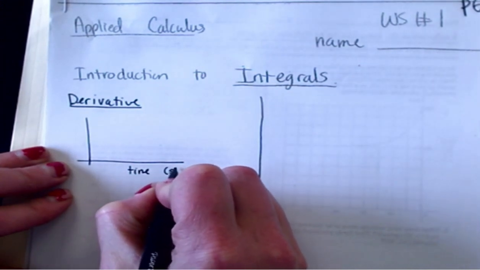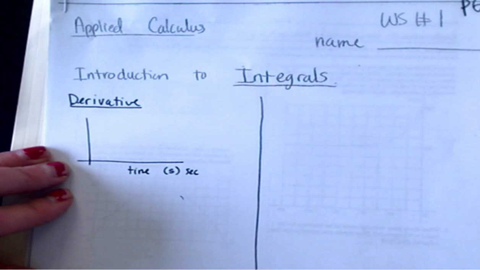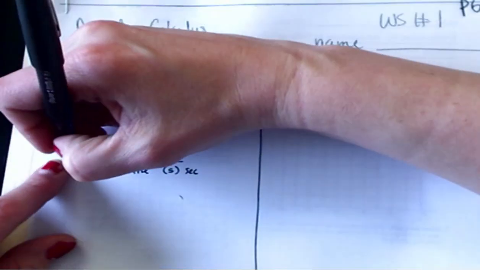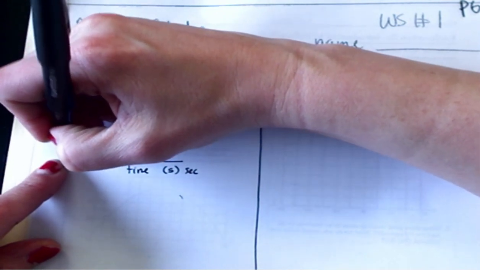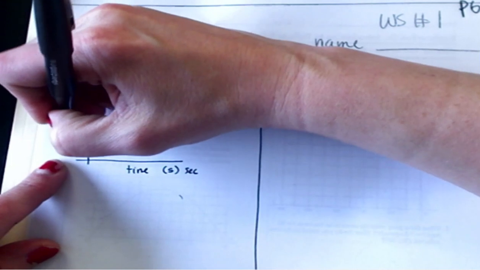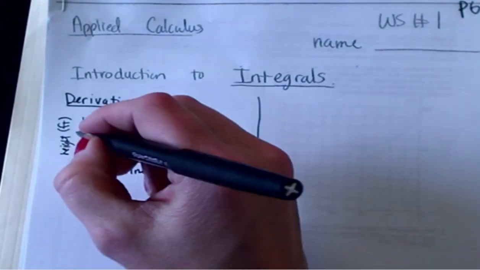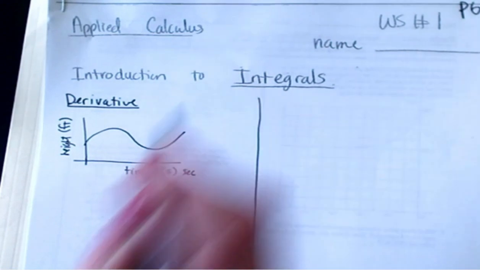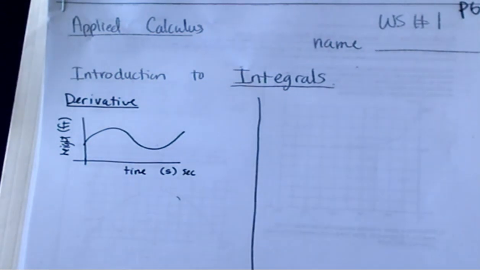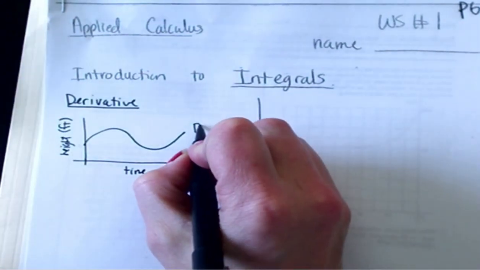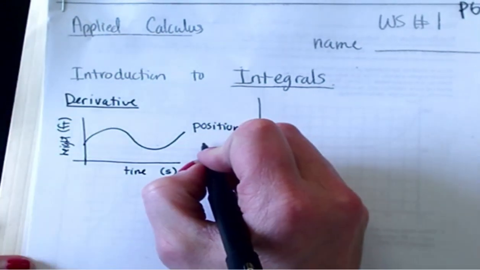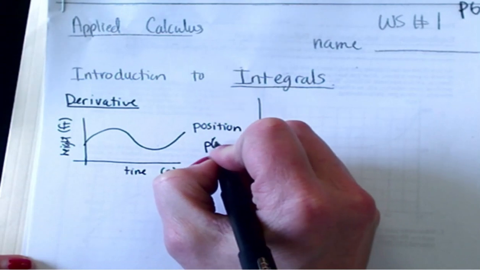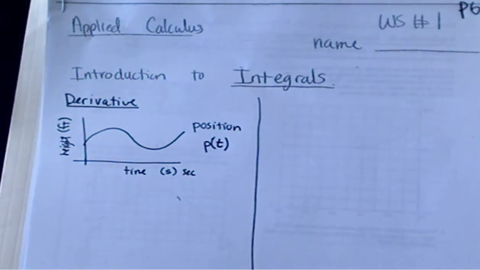So we'll call this S for seconds. And we'll call this side height. And we'll use feet. Just a little picture. That's it. This is typically called a position graph, and we're going to call it P of t, because t is the input.